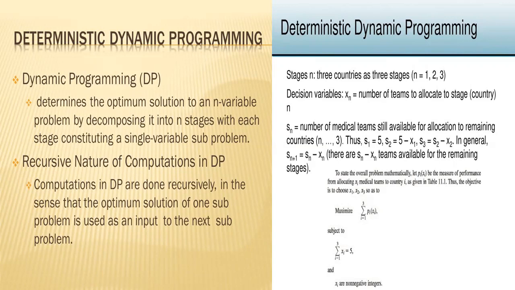To state the overall problem mathematically, we measure the performance of allocating xi variables to the objectives chosen as x1, x2, x3, and so on. It is given as the maximization of the sum for i varying from 1 to 3 of pi xi, subject to the constraints that the sum for i varying from 1 to 3 of xi is equal to 5, and xi are non-negative integers.